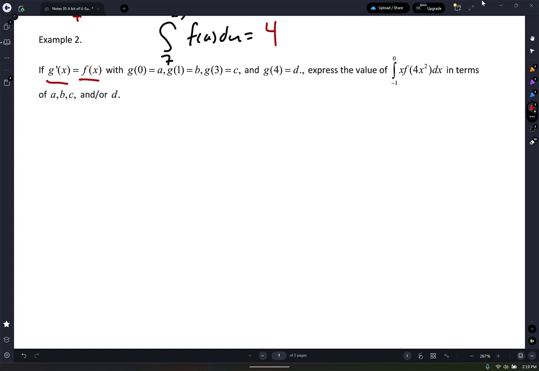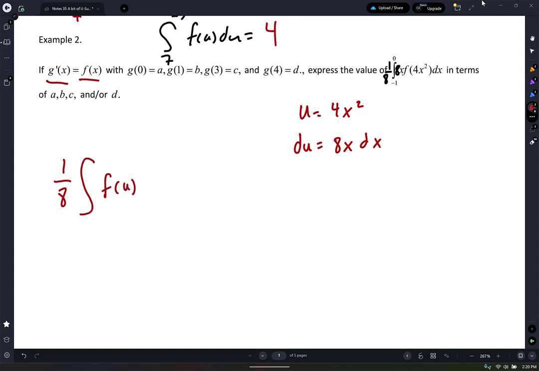So I'm going to do u sub. I'm going to write u equals 4x squared. And if u equals 4x squared, then du equals 8x dx. I'm going to put an 8 on the inside and a 1/8 on the outside. So right now I have 1/8 integral, and I'm going to have new limits, of f of u du.